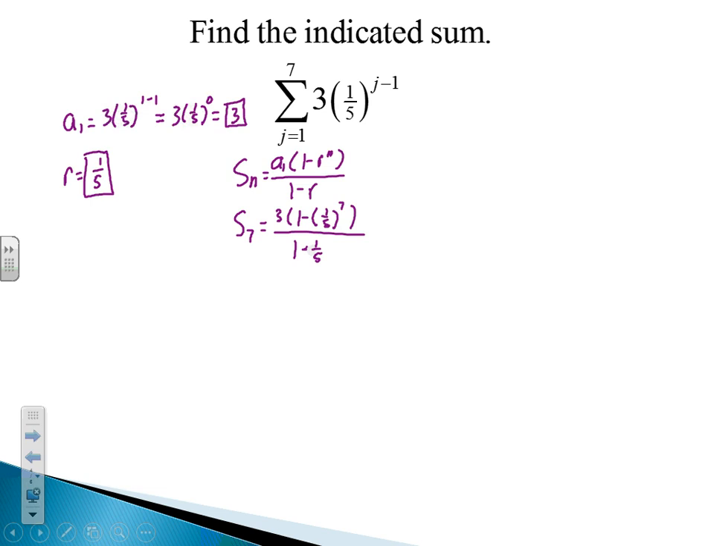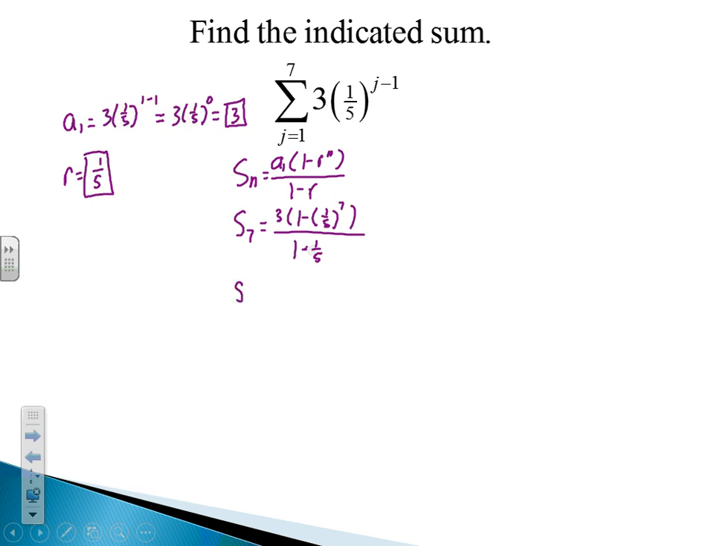Now I don't really know by looking at it whether the terms are increasing or decreasing, but because the base of the exponent is a fraction between 0 and 1, we know that the numbers should be decreasing over time. So by the 7th number, it's going to be relatively small. We'll see what kind of numbers we wind up with here.